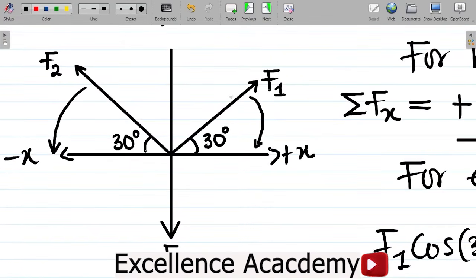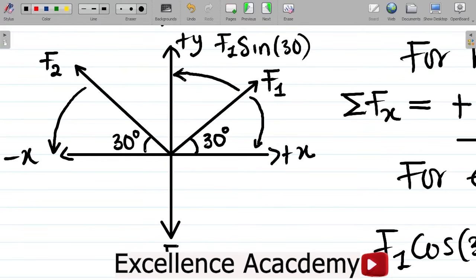First things first, we want to resolve this way. If I push F1 to the y-axis, this is a positive y. So F1 will come with a positive sign. That becomes positive F1. For vertical resolution, it becomes sine of the angle. The angle there is 30. So I have F1 sine 30.